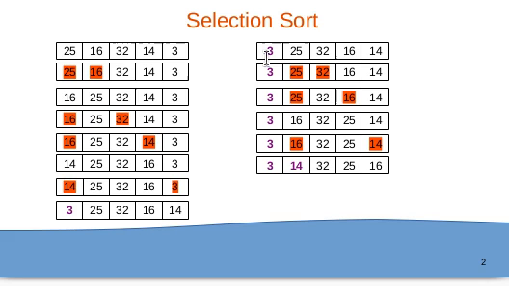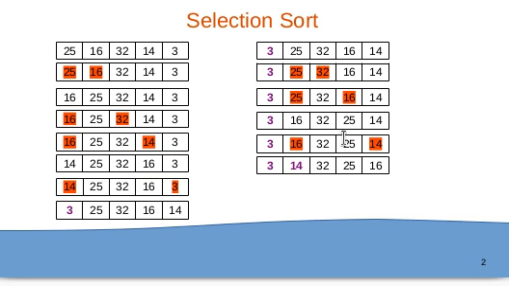In the second iteration, we will take the second cell. So this cell will be compared to the remaining cells. So this cell will be compared with this cell. Then this cell will be compared with this cell. This cell is smaller than this, so we have to swap it. So we have swapped it. Here, this cell is smaller than this, so we do not have to swap. In this case, we have to swap.